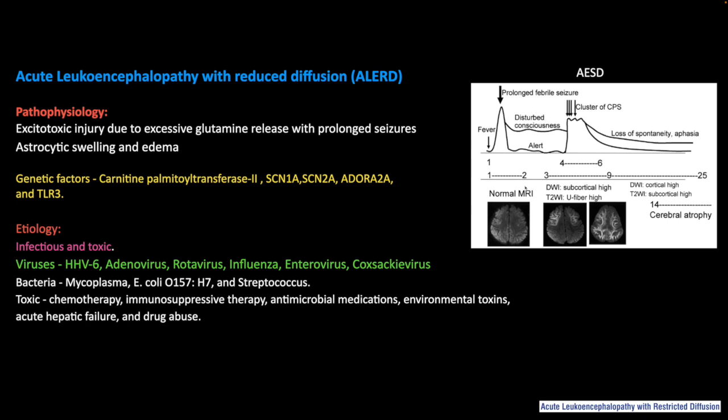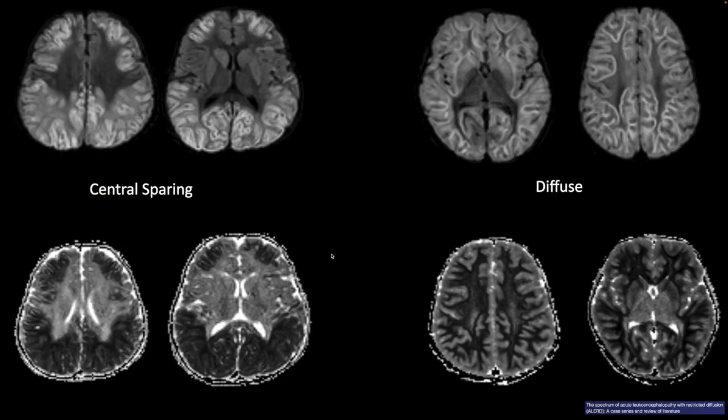The initial MRIs, at least in the first 2 to 3 days, can be normal, whereas later on, because of the possibility of prolonged seizures, these children can have extensive abnormalities, predominantly affecting the peripheral regions of the brain. It can be central sparing, as seen out here, known to have better prognosis, or as seen in our case, diffuse extensive abnormalities affecting the bilateral hemispheres.